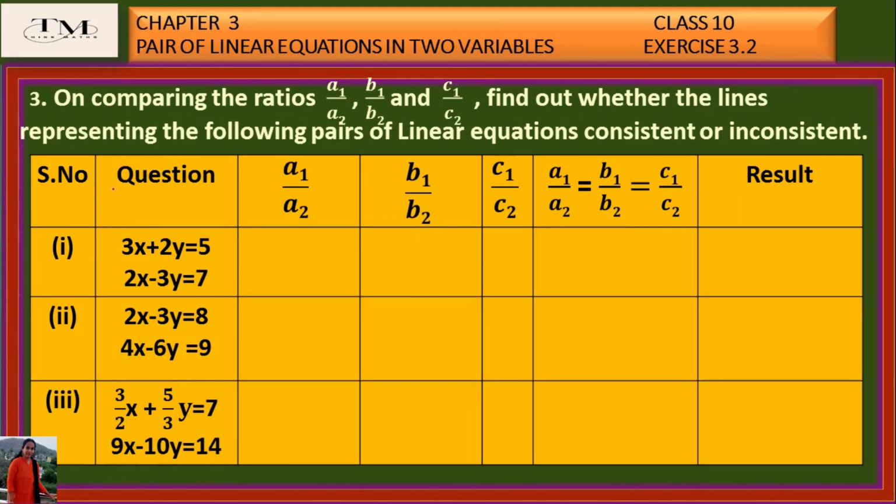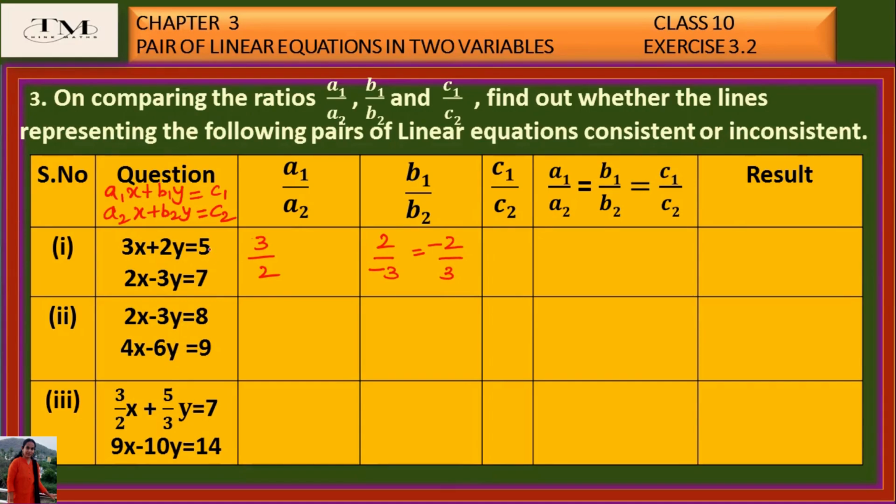General form is A1x plus B1y equal to C1, A2x plus B2y equal to C2. So when we compare the ratios, coefficient of x, it is 3 and 2. So A1 by A2 is 3 divided by 2. Next one, B1 by B2. So it is 2 and minus 3. So 2 divided by minus 3, which can be written as minus 2 divided by 3.